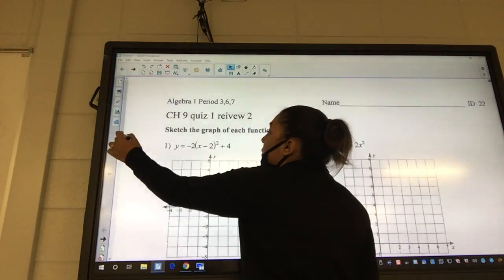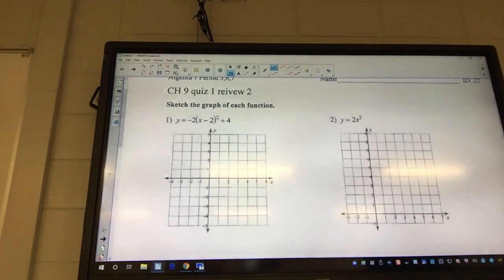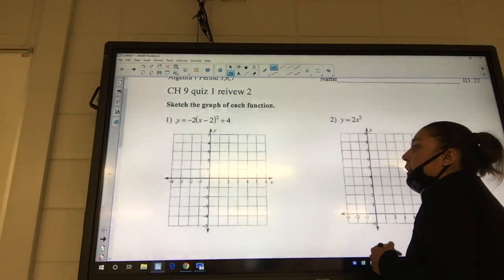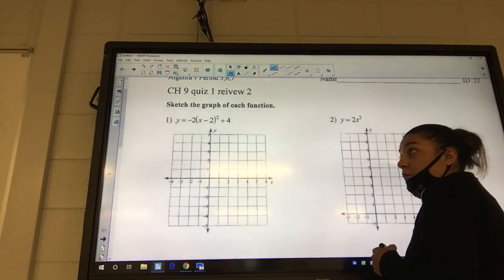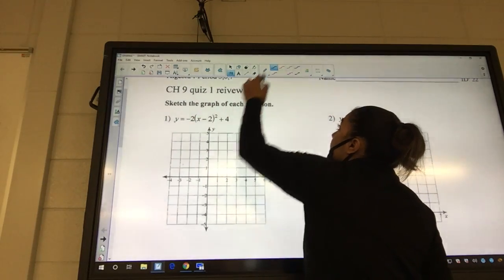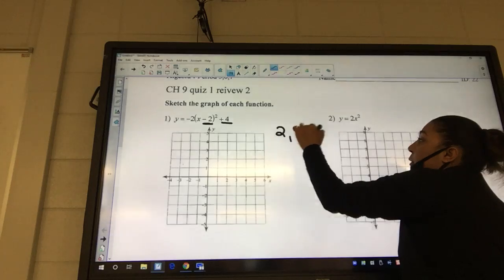If you don't, then don't. Okay, so the very first one, is it in standard form or vertex form? It's in vertex form. How can you tell? It's got parentheses. Okay, so what is the vertex? 2 and 4. We do the opposite on the inside, and then we keep the outside the same. So the vertex is 2, 4.